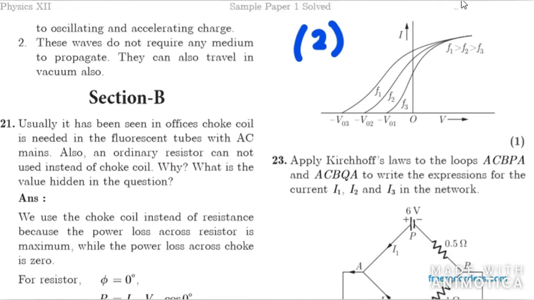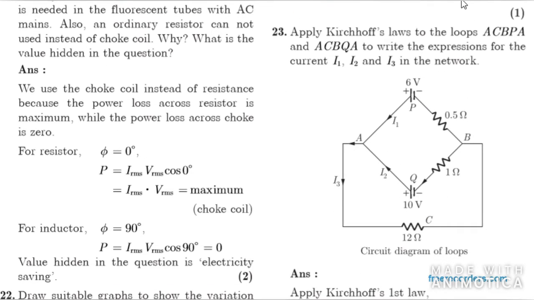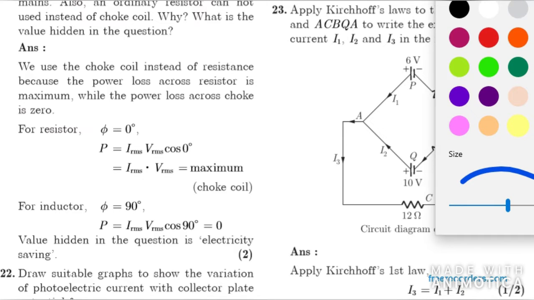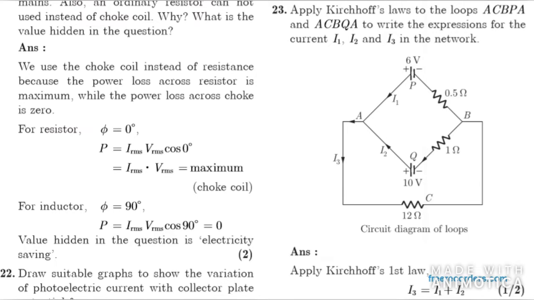Now moving on to question number 23. It says apply Kirchhoff's law to the loops ACBPA and ACBQA to write the expression for the currents I1, I2 and I3 respectively in the network. So if we apply Kirchhoff's first law, it will be I3 equals I1 plus I2. That's for half a mark. If you write this equation, you will get half a mark.